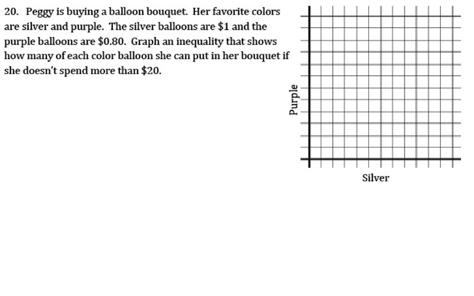Okay, number 8, same idea. Peggy is buying a balloon bouquet. Favorite colors are silver and purple. The silver balloons are $1 and the purple balloons are 80 cents. Graph an inequality that shows how many of each color balloon she can put in her bouquet if she doesn't spend more than $20. So, 1 for the silver balloons. So, that would be 1 times S plus 0.8 times the purple balloons. And that has to be less than or equal to $20, right?